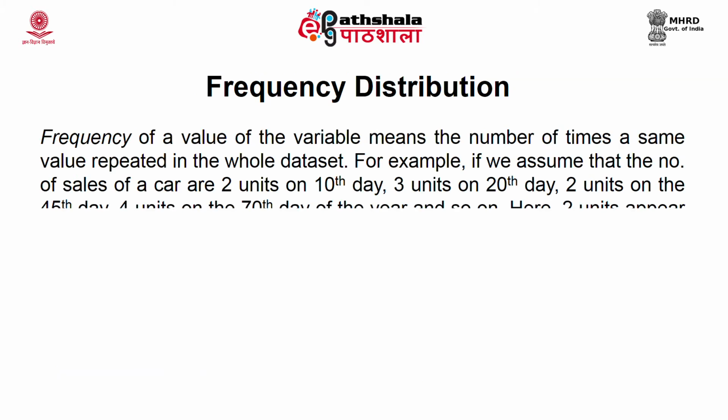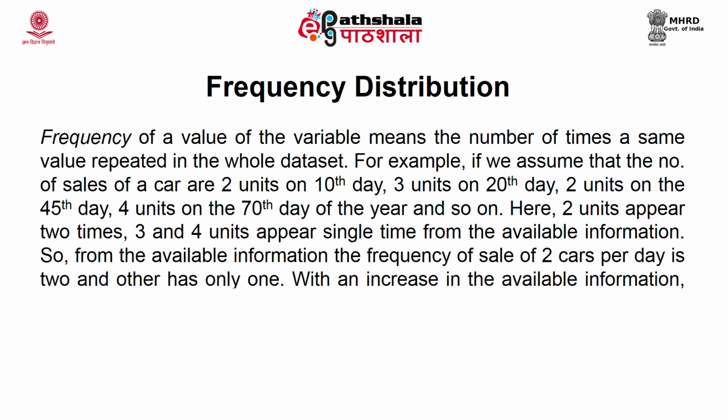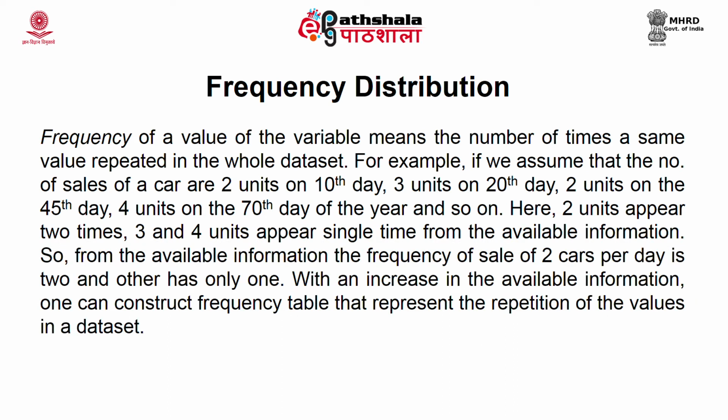Frequency of a value of the variable means the number of times the same value appears in the whole data set. For example, if we assume that the number of sales of cars are 2 units on the 10th day, 3 units on the 20th day, 2 units on the 45th day, 4 units on the 70th day of the year, and so on. Here 2 units appear 2 times, and 3 and 4 units appear a single time. So from the available information, the frequency of sale of 2 cars per day is 2 and the others have only 1.